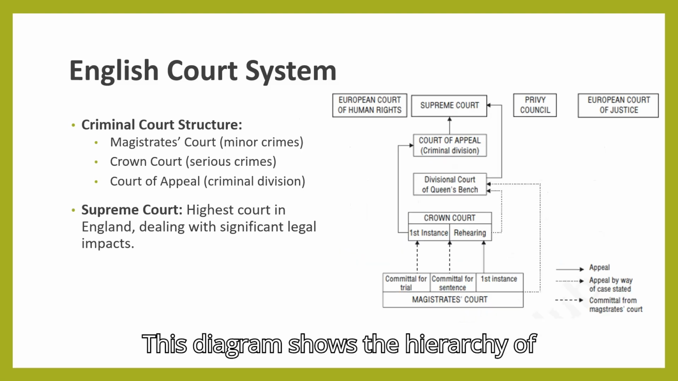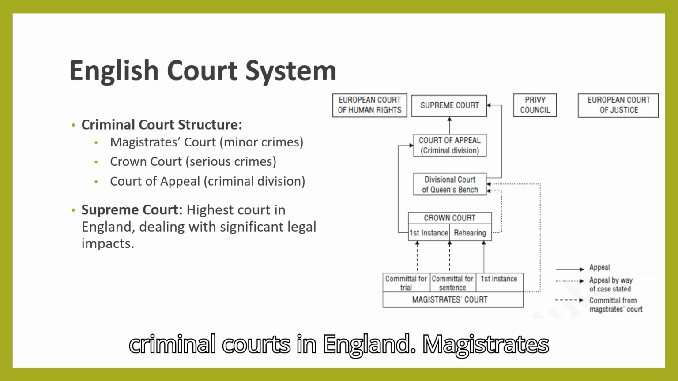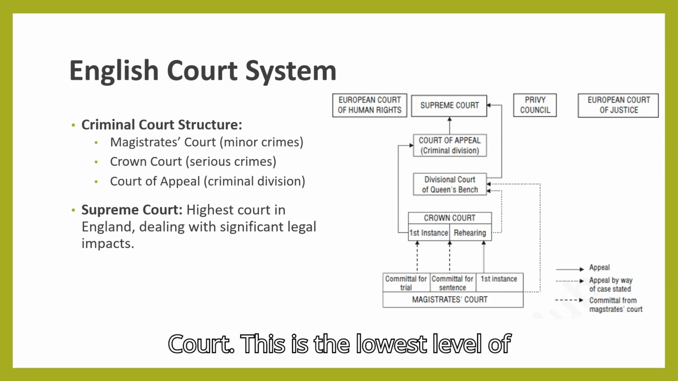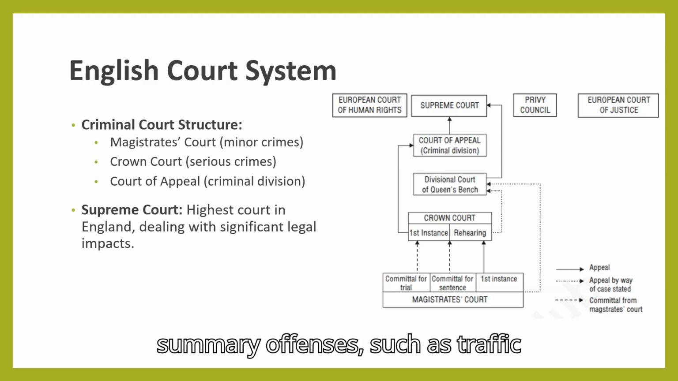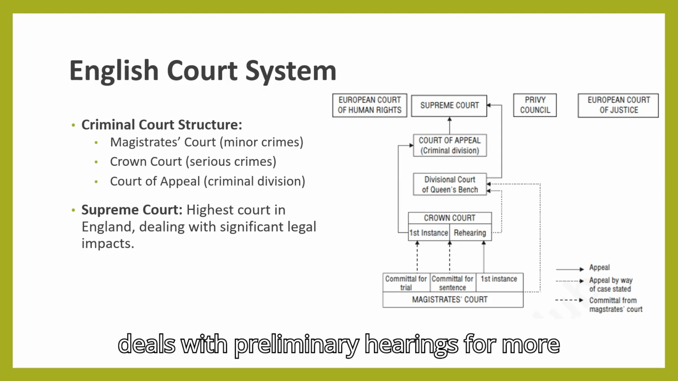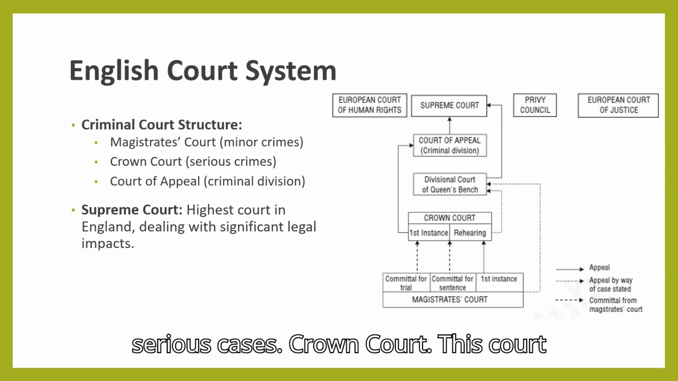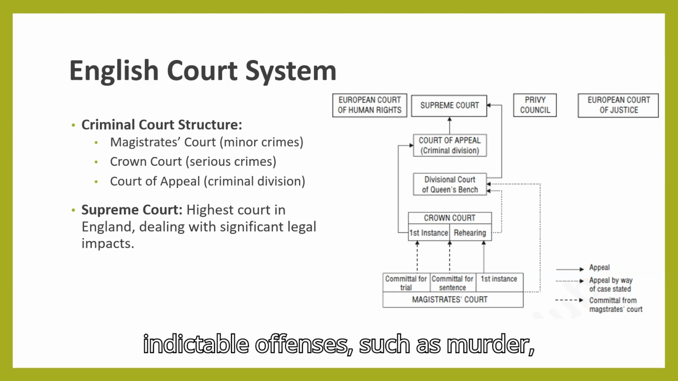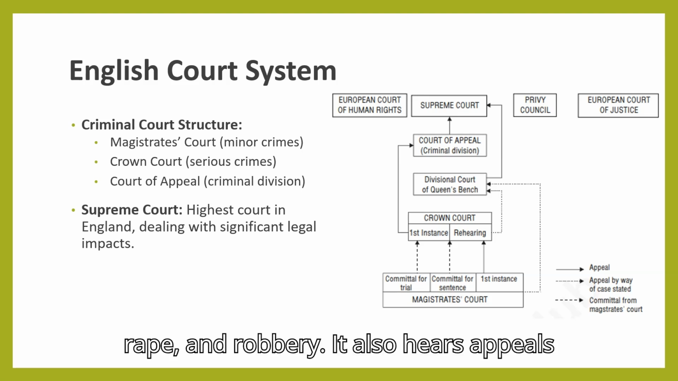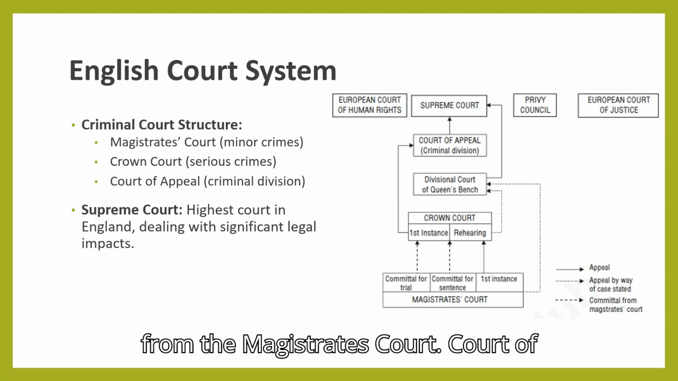This diagram shows the hierarchy of criminal courts in England. Magistrates' Court. This is the lowest level of criminal courts, handling minor offenses, summary offenses, such as traffic violations and minor theft. It also deals with preliminary hearings for more serious cases. Crown Court. This court handles serious criminal cases, indictable offenses such as murder, rape, and robbery. It also hears appeals from the Magistrates' Court.